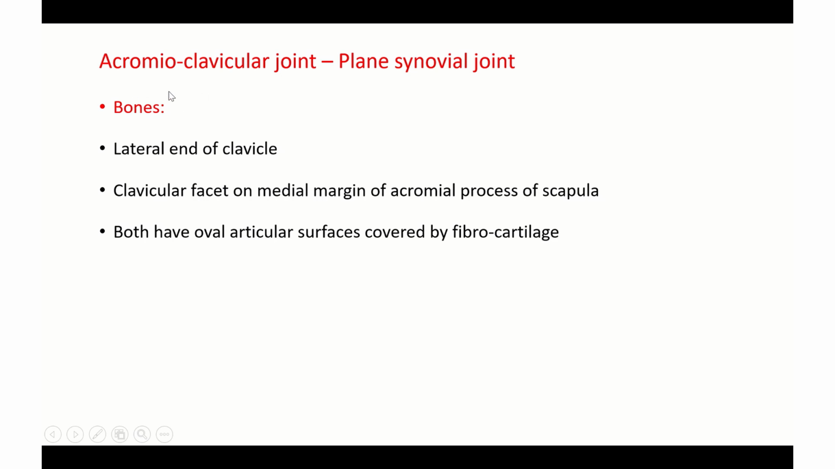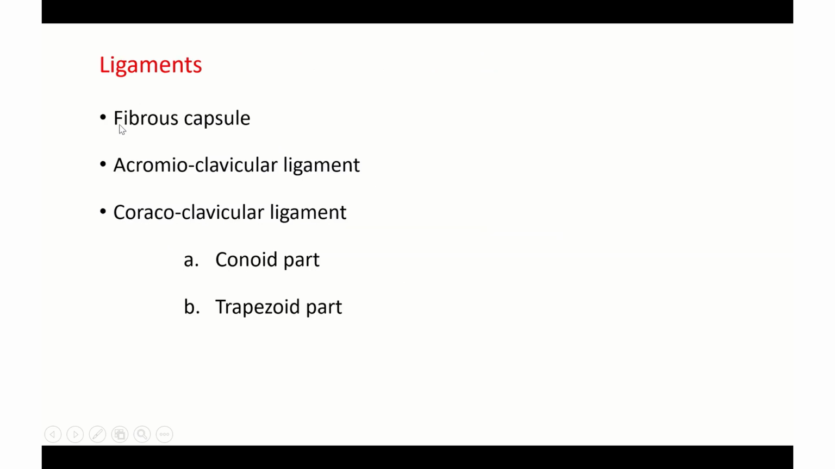Now, if you see the acromioclavicular joint, the second part of the shoulder girdle or the pectoral girdle, the bones forming it are the lateral end of the clavicle, then the clavicular facet on the medial margin of the acromial process of the scapula. Both are oval and they are covered by fibrocartilage. The fibrous capsule is attached to the periphery of the articular margin. Then the acromioclavicular ligament is the thickened superior part of the fibrous capsule.